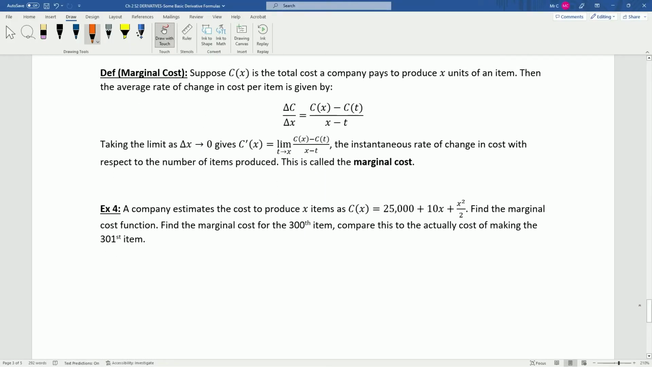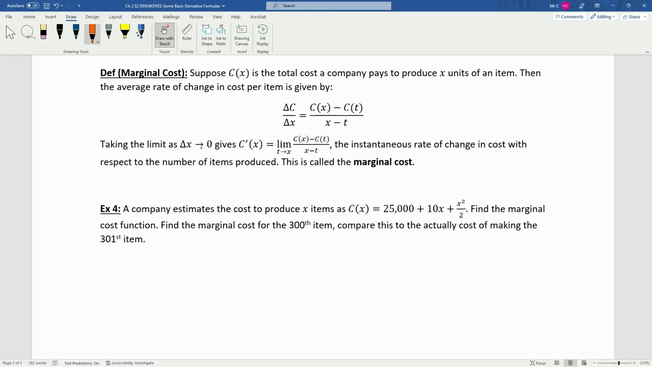Let's move on to another topic, and this is the idea of marginal cost. So this is an idea from economics. Suppose, or business really, suppose that C of x is the total cost a company pays to produce x units of an item. Then the average rate of change in cost per item is given by delta C over delta x, which is C of x minus C of t over x minus t.